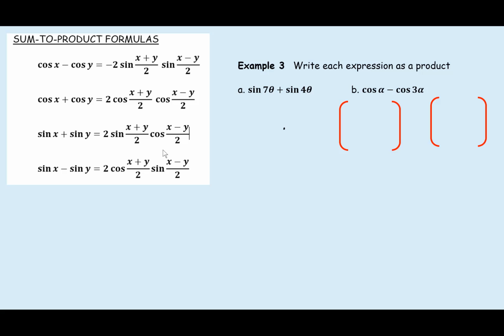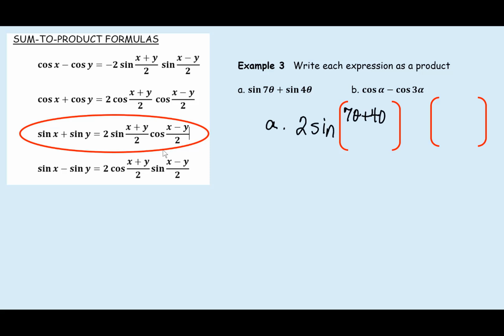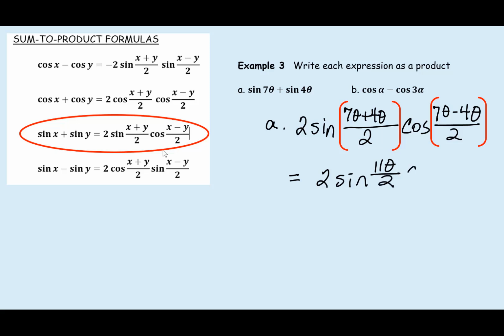So sine 7 theta plus sine 4 theta, we're going to use that third row down on that sum to product formulas. And so we are going to have 2 times the sine of (7 theta plus 4 theta) over 2, cosine of (7 theta minus 4 theta) over 2. So that's just 2 sine 11 theta over 2 and cosine 3 theta over 2.